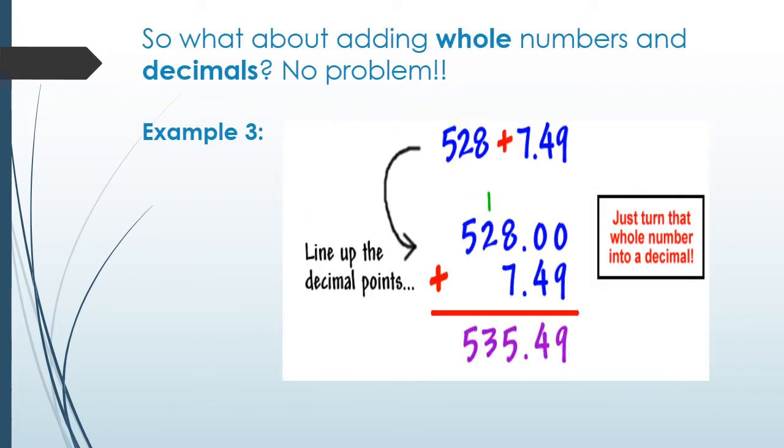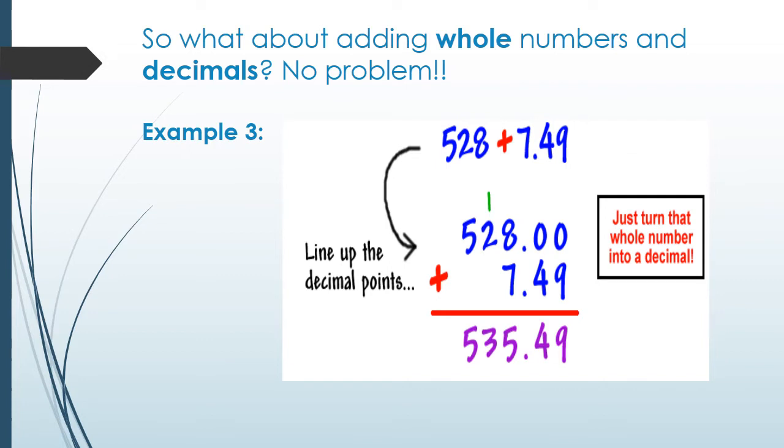One more example. 528, a whole number without any decimal, plus 7 and 49 hundredths. First step, line up the numbers. I write 528. It is a whole number. You can add decimals to this whole number by adding .00. The value will be the same. We will not change the value. Then we put the decimal and below the decimals, 7 and 49.